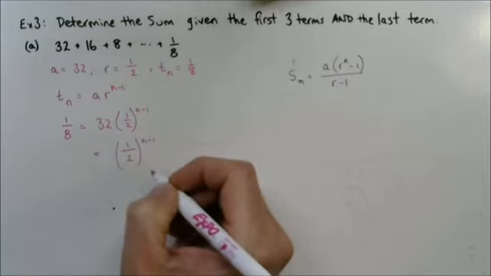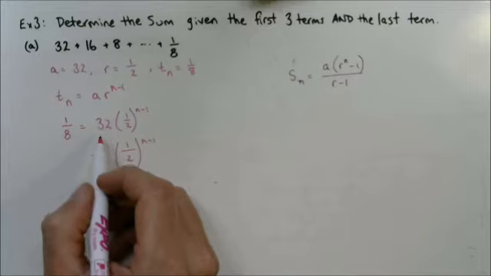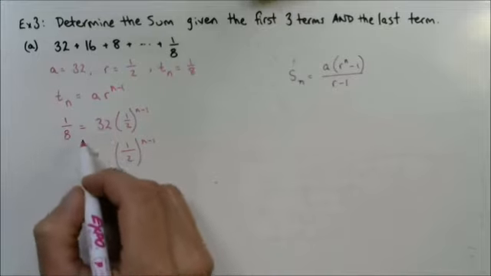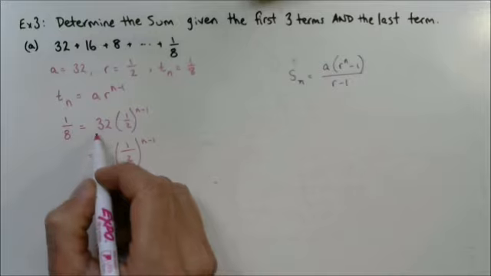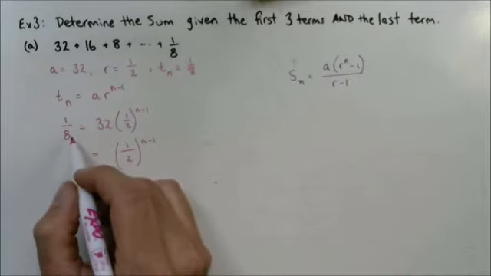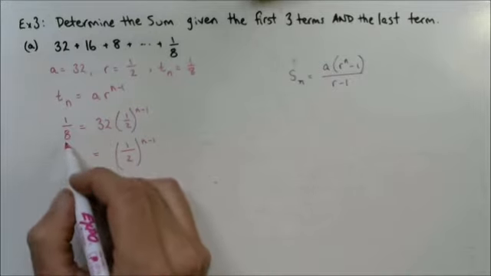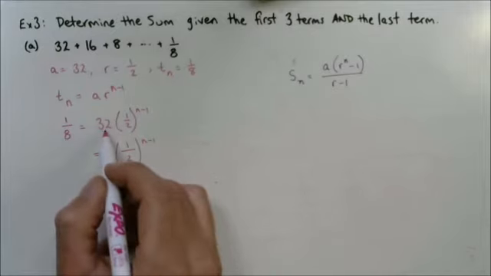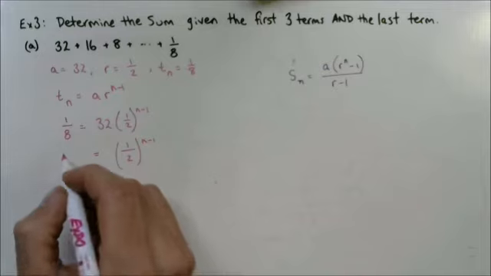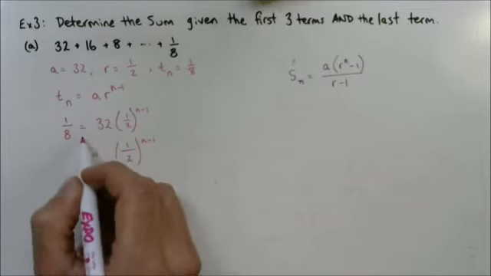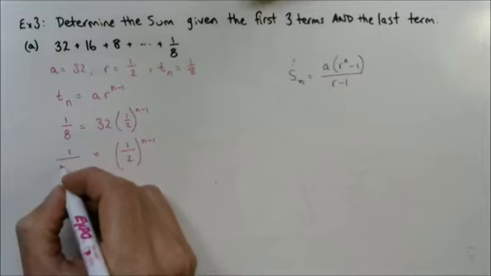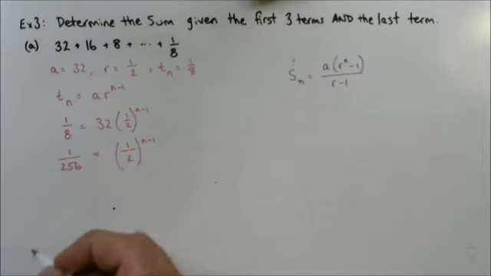minus 1. And on the left side, what happens when you divide a fraction by a whole number is your pieces get even smaller. So you're taking 1/8 of something, and you're dividing that 1/8 into 32 pieces, which means that you're going to end up with multiplying 32 in the denominator by 8. So you end up with 1 over 256. Okay, a tiny little fraction.